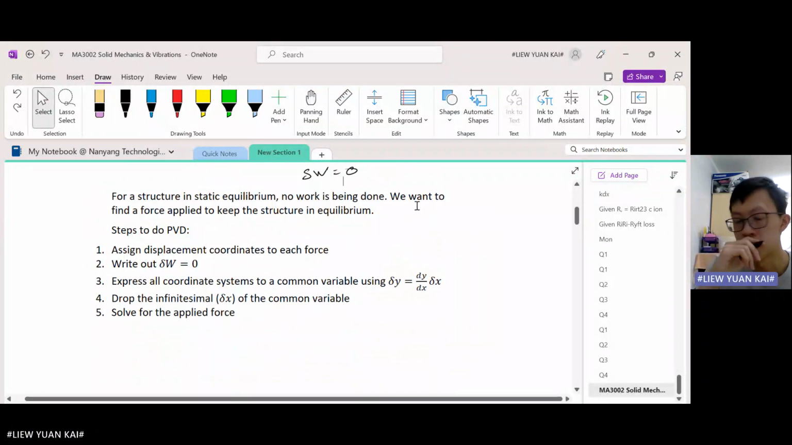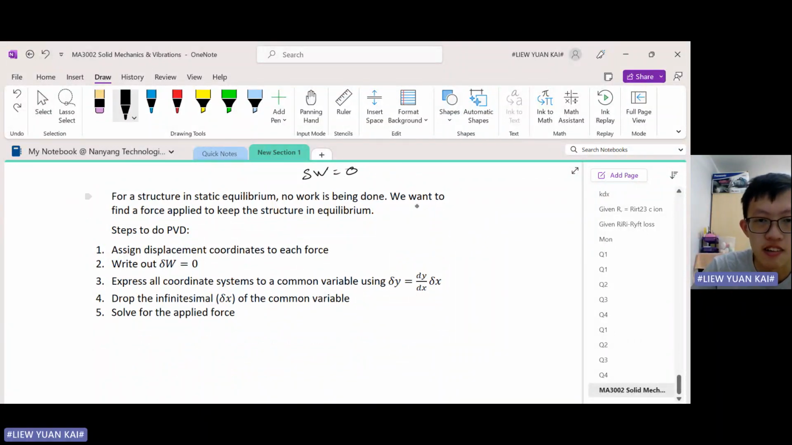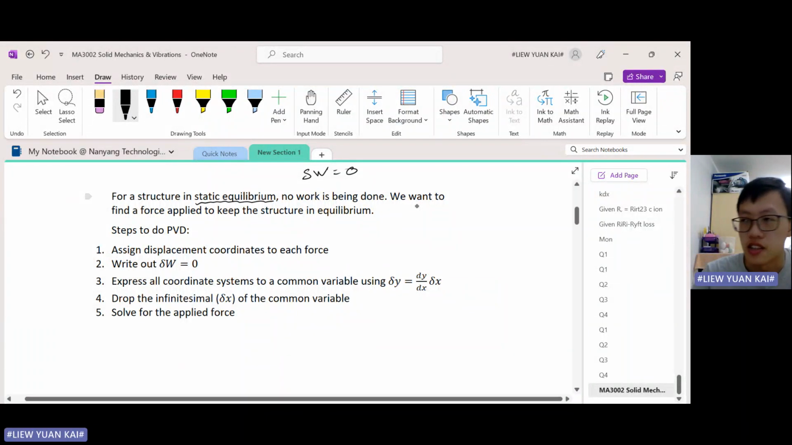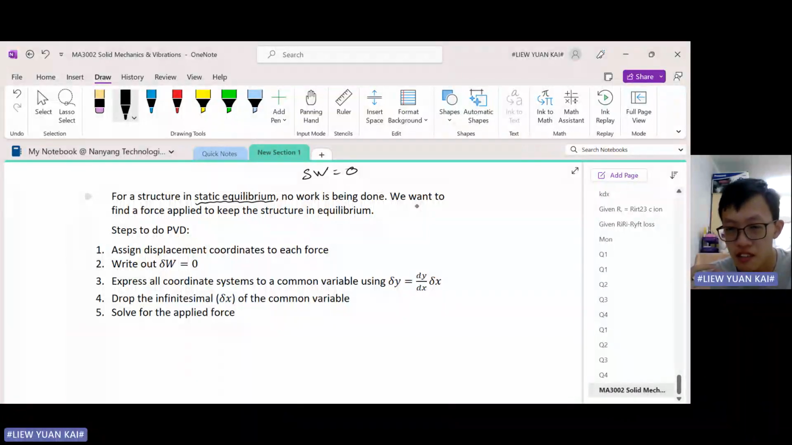For a structure in static equilibrium, no work is being done. We want to find a force applied to keep the structure in equilibrium. So this formula should make sense. Think about it. The structures in these typical problems are in static equilibrium. And what does static equilibrium mean? Qualitatively, you can just think of it as not moving. The structure is still, it's just rigid. It's not moving, so no work is being done. That makes sense, right? If you don't move anything, you don't create any displacement, so you don't do any work.